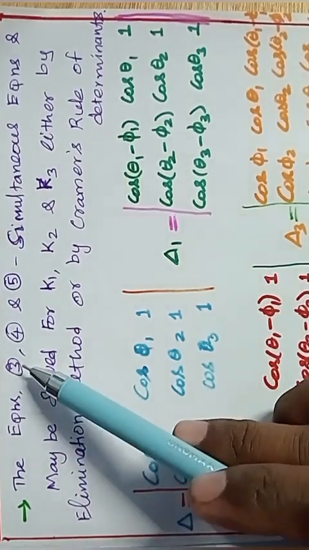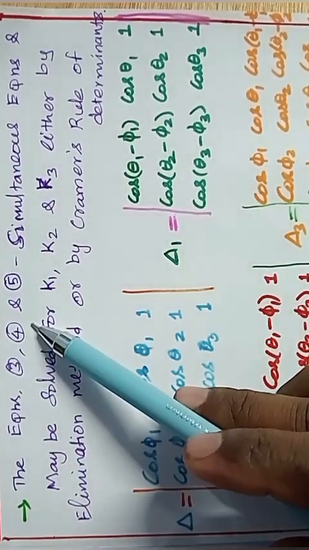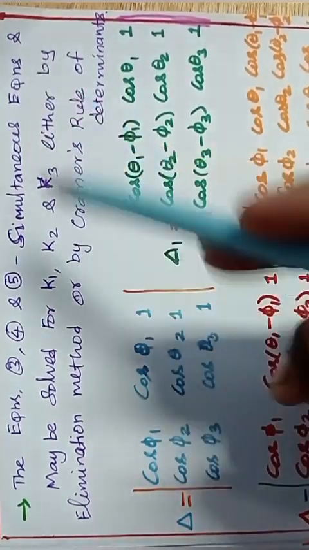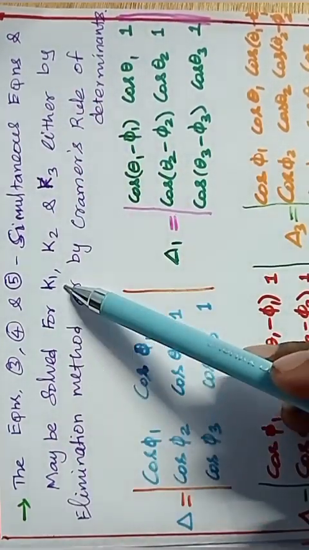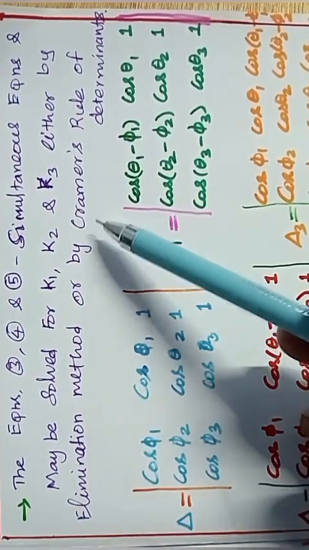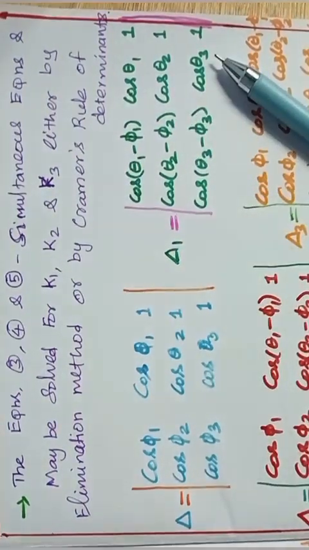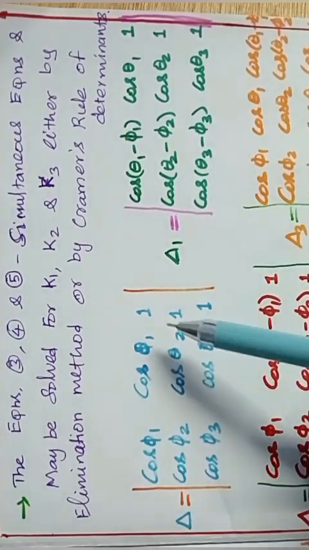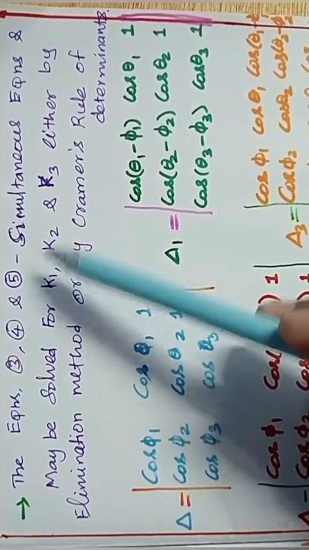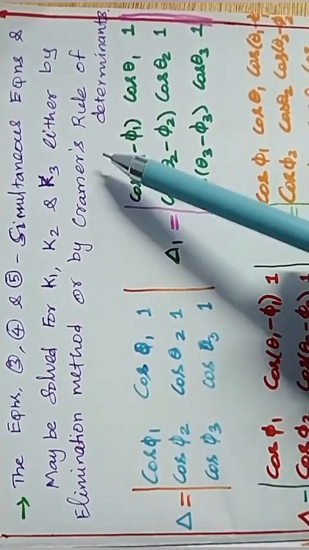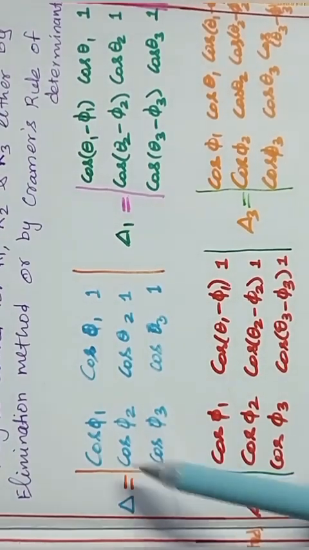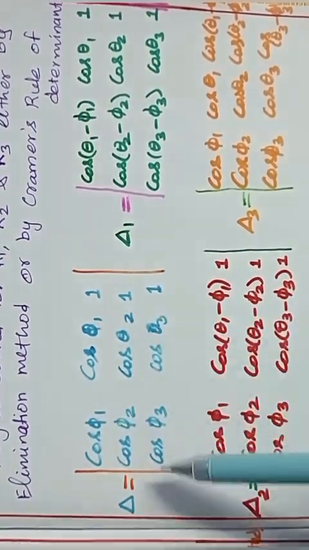The third, fourth and fifth equations are known as simultaneous equations. They may be solved for k1, k2, k3 either by the elimination method or by Cramer's rule of determinants. Now we write this in the determinant format.